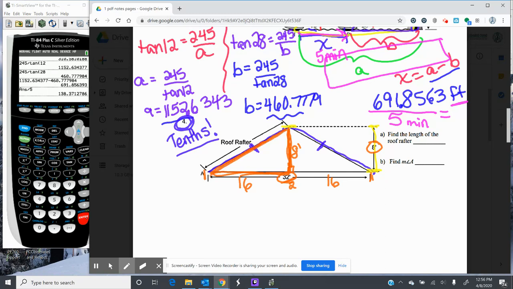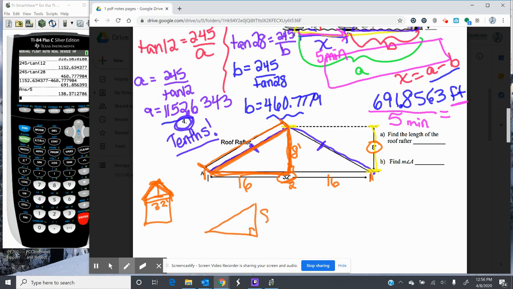So looking at the picture, again, we have the roof rafter. If you think about your house, and here's your roof, the rafters are these 2 diagonal pieces. So it's 8 feet from top to bottom, and the whole width of the house would be 32. So if you're struggling to see that, those are the measures we have. So here it asks to find the length of the roof rafter, which is from the top piece diagonally down to point A.